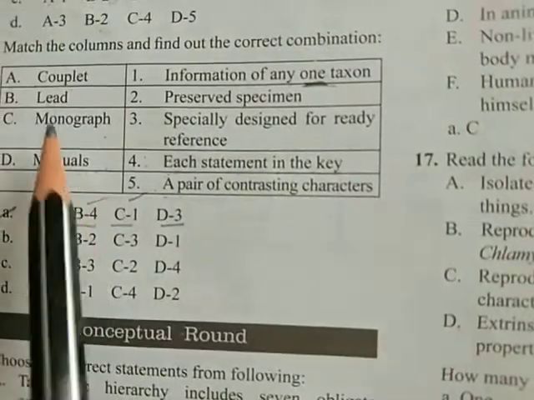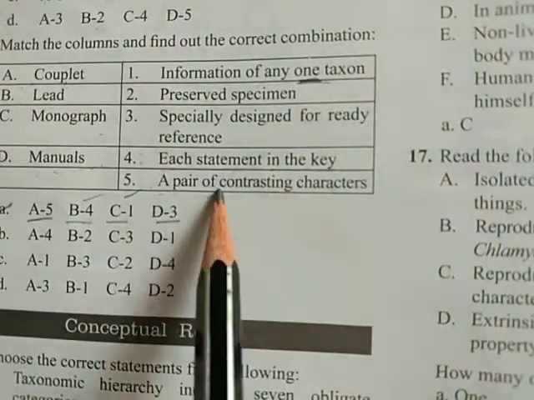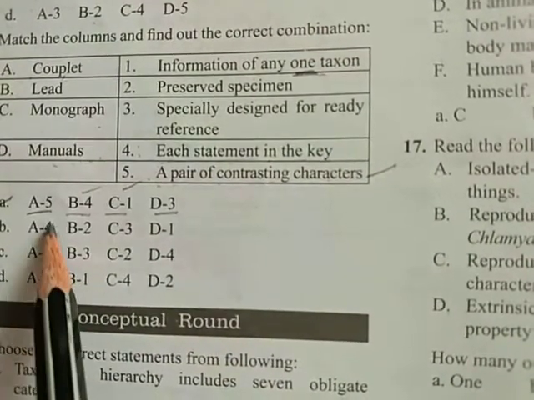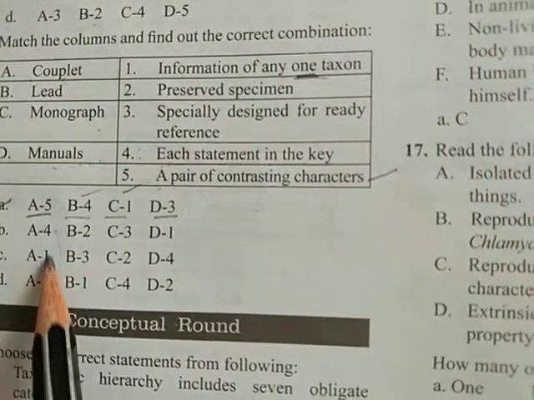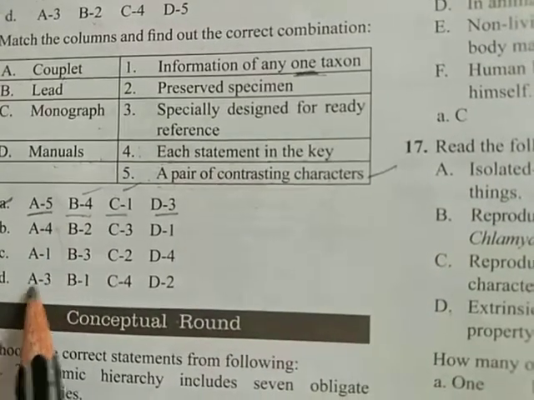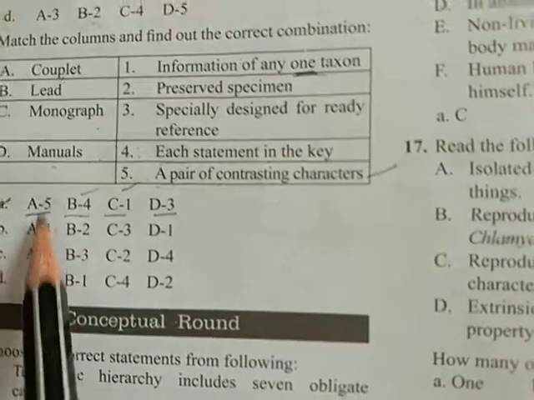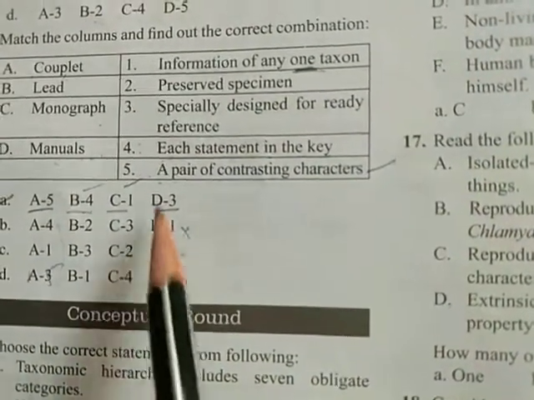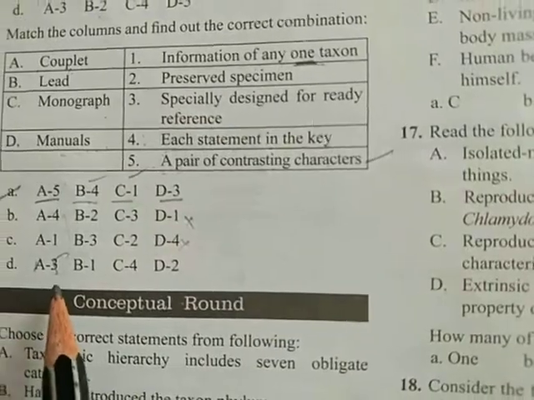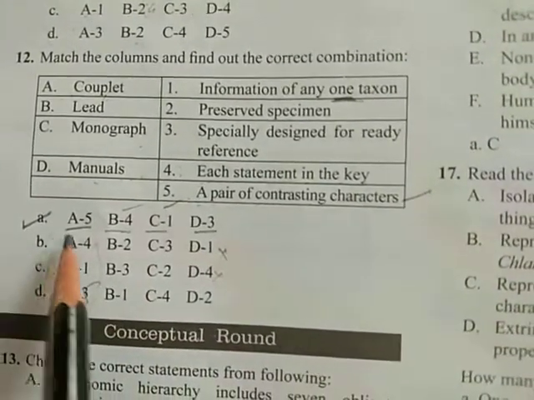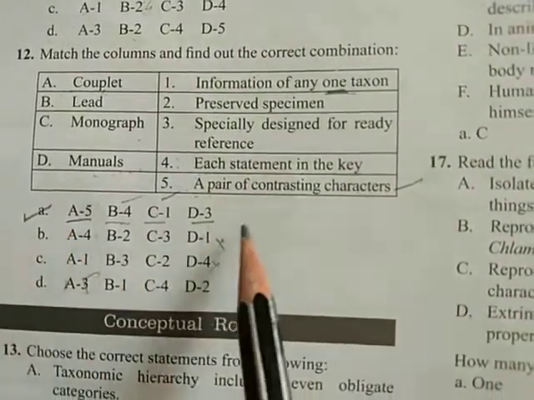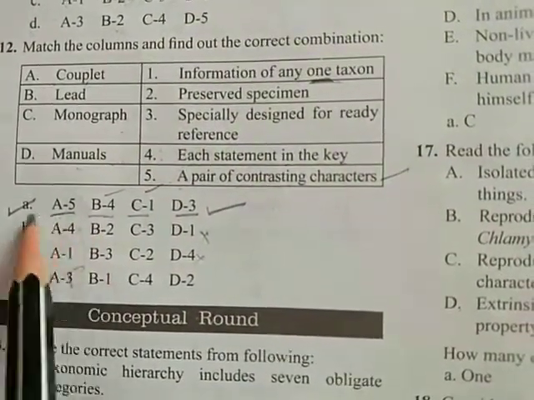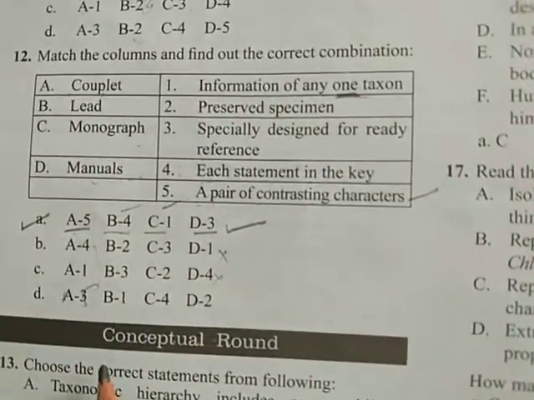Once we know the couplet is a pair of contrasting characters, you can observe here, and if there were a fifth option, you could reject these two and select out of the balance. In this way also we can predict the right answer. According to these columns, we can choose the first option. Option A is right.